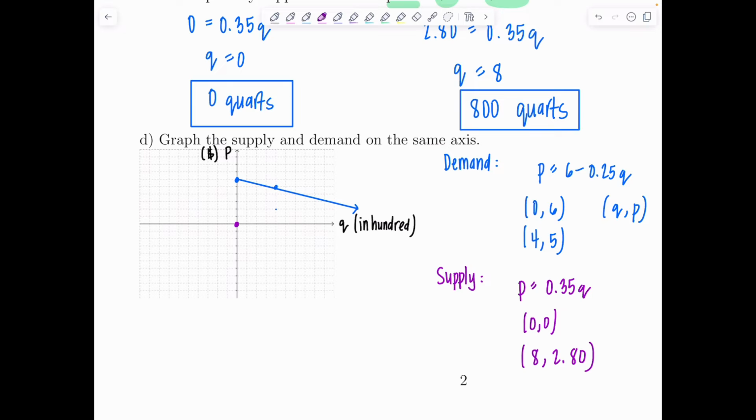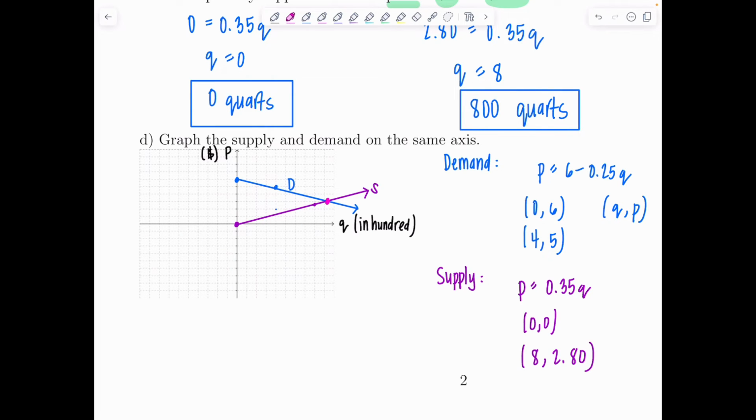And then 8, 2.8. 1, 2, 3, 4, 5, 6, 7, 8. 1, 2, a little less than 3. Okay. There we go. So supply, demand. Good? Okay, what we're going to do now is talk about this very exciting point right here.